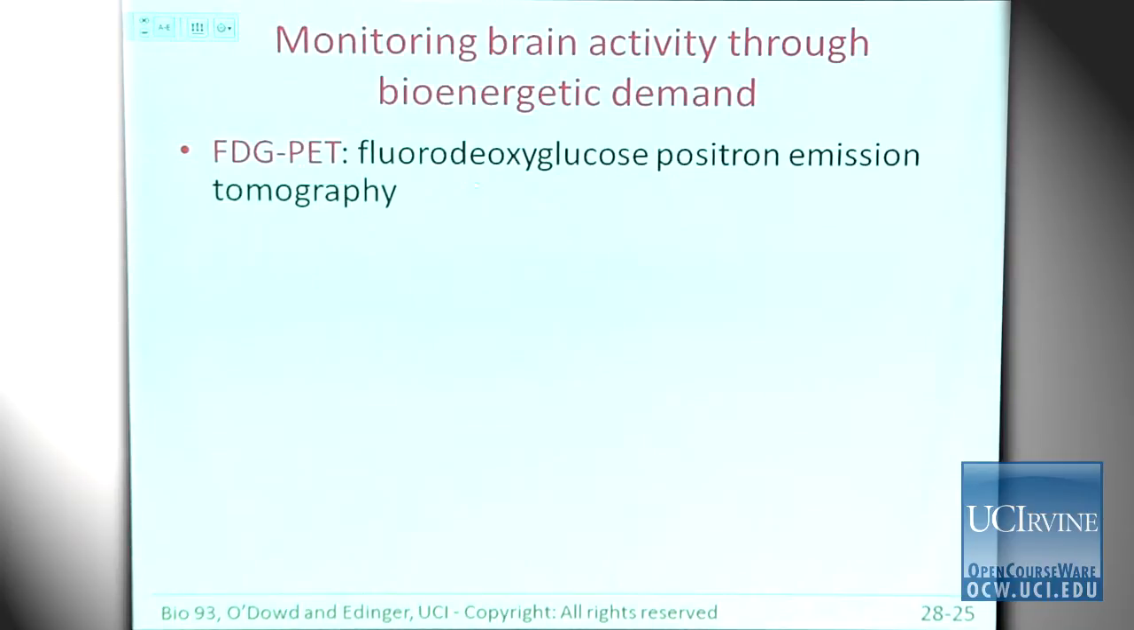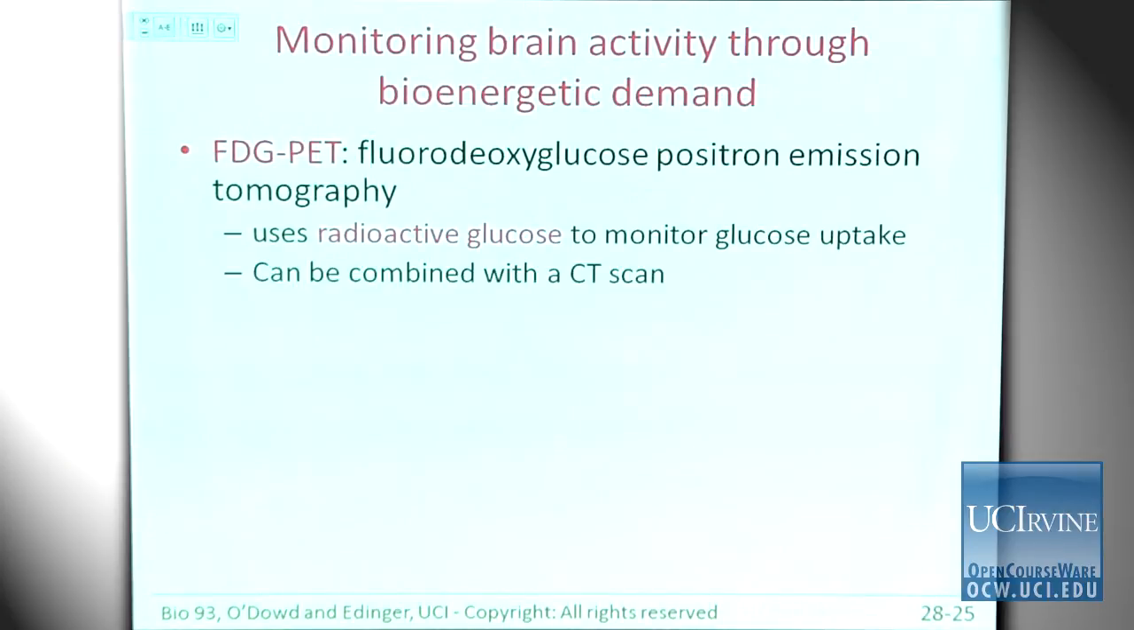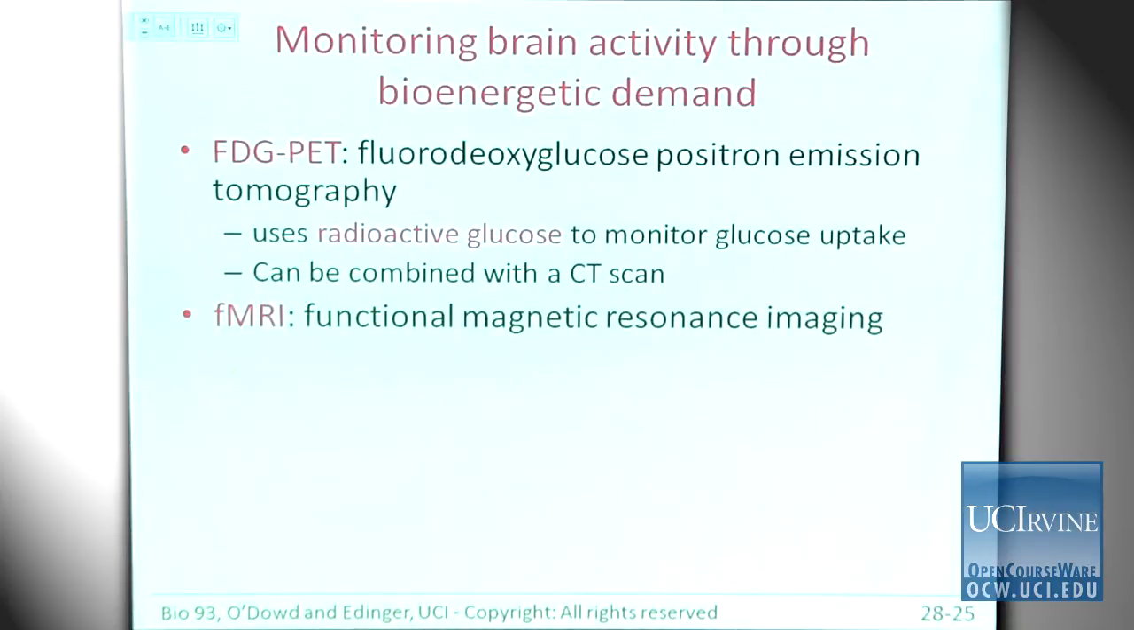This stands for fluorodeoxyglucose positron emission tomography. Quite a mouthful. In this technique, you give the patient radioactive glucose, and you can use this to monitor glucose uptake in different cells in the body. Your brain uses a lot of glucose, so you can use it to monitor brain activity. And you can combine it with a CT scan, which is like a three-dimensional X-ray.